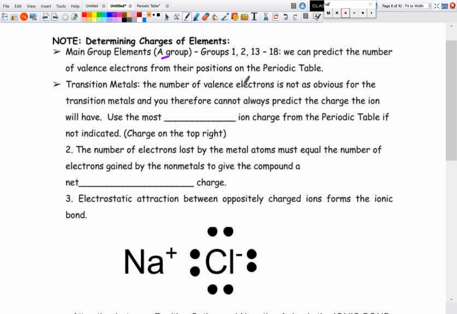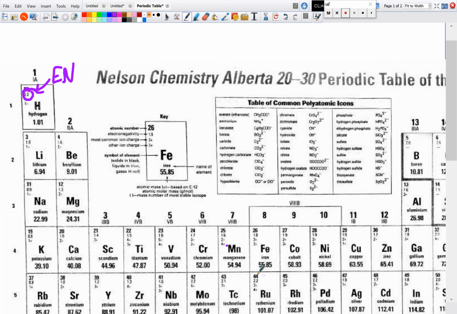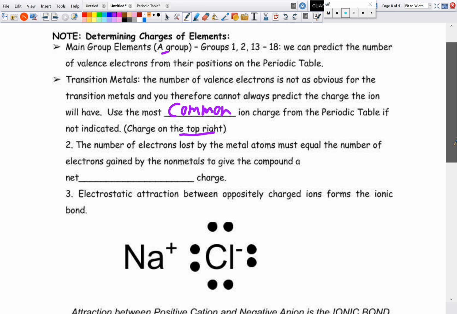But if we have to, we need to use the most common ion charge, and that is the charge on the top right. So for example, if we have something like manganese, the one on the top left on your periodic table is 2+. So if you don't know what it's going to turn into, we assume 2+. Chromium 3+, iron 3+, cobalt 2+. Now if it tells us we have nickel 3 something, obviously we need to use the 3+ charge. But if it's not given to you, assume the most common.